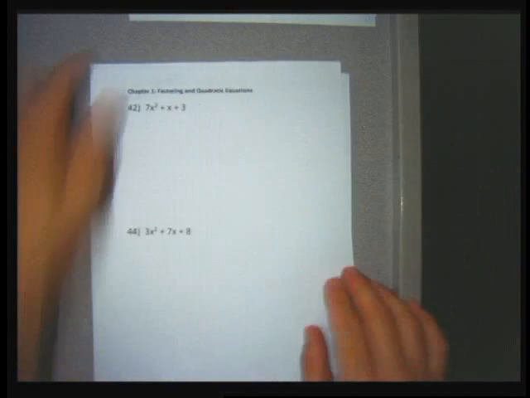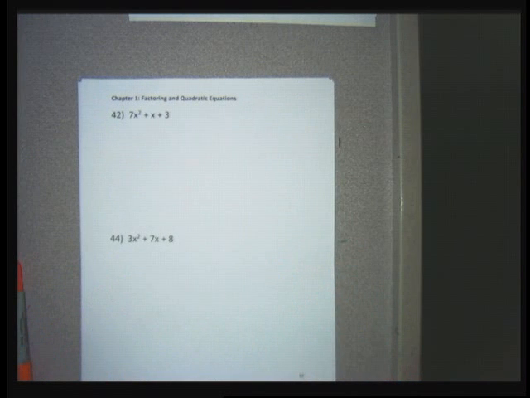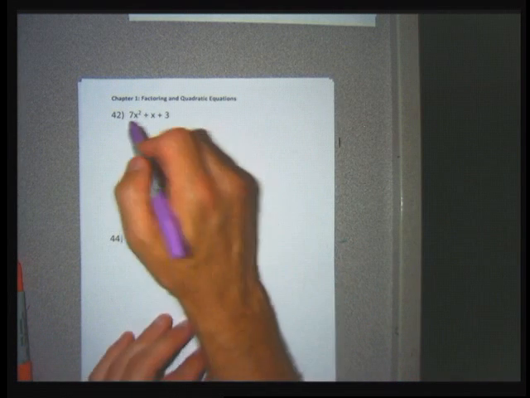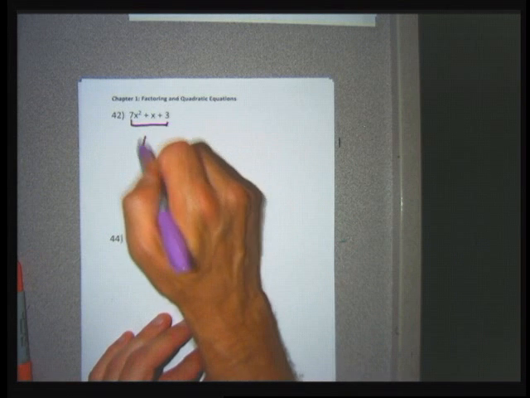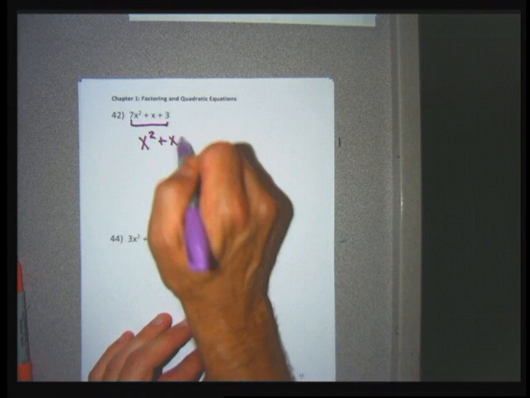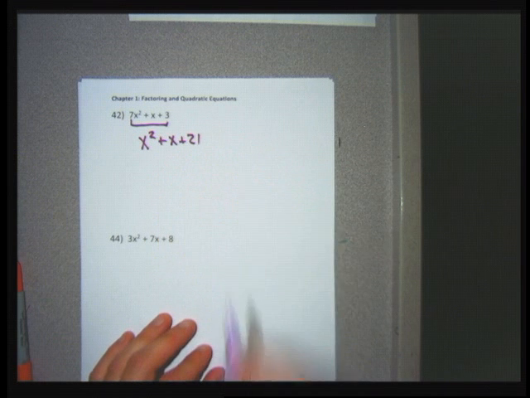42 and 44. Nice double pluses, so I don't have to worry about signs. There are a couple of pluses. For 42, I start off multiplying and get x squared plus x plus 21. Now I need to factor this.